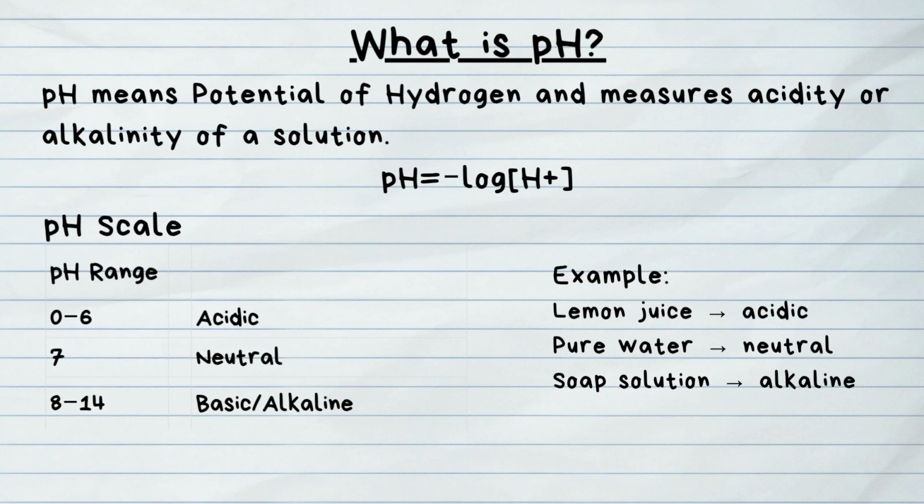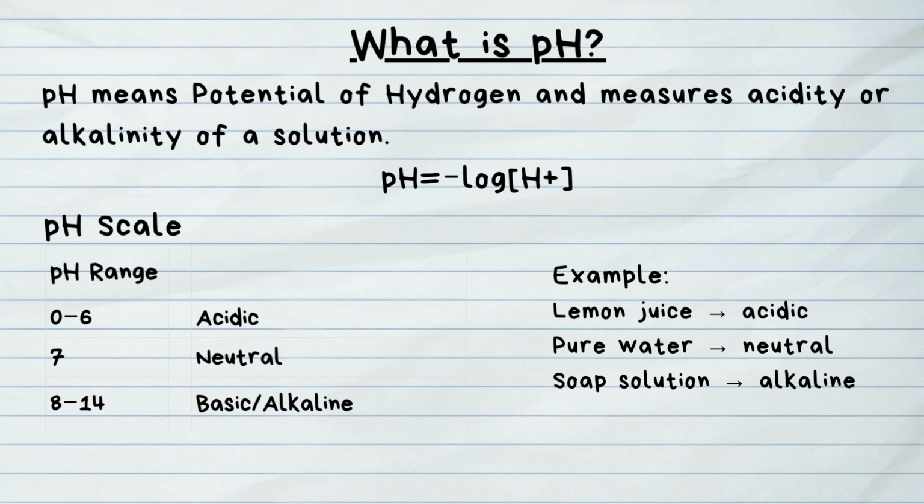What exactly is pH? The word pH means potential of hydrogen. It is used to measure whether a solution is acidic, neutral, or alkaline, also called basic. Scientists measure pH using something called the pH scale. Let's understand this in a very simple way.